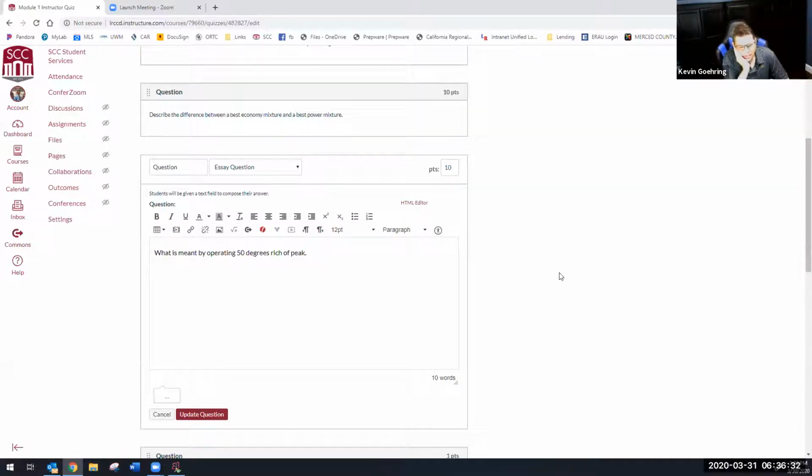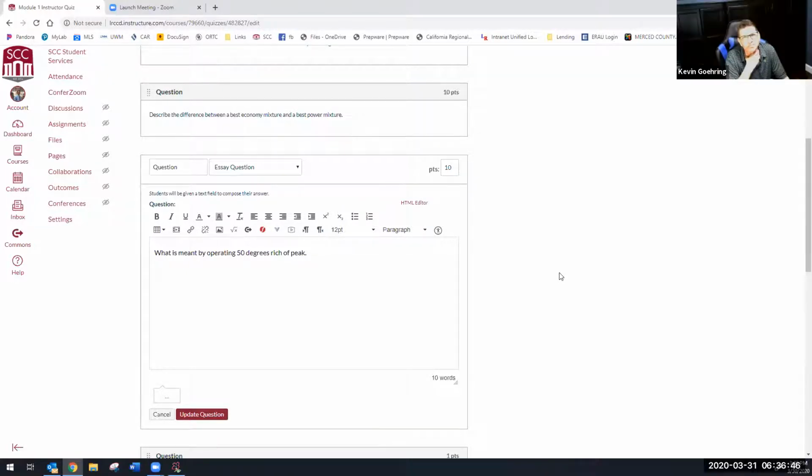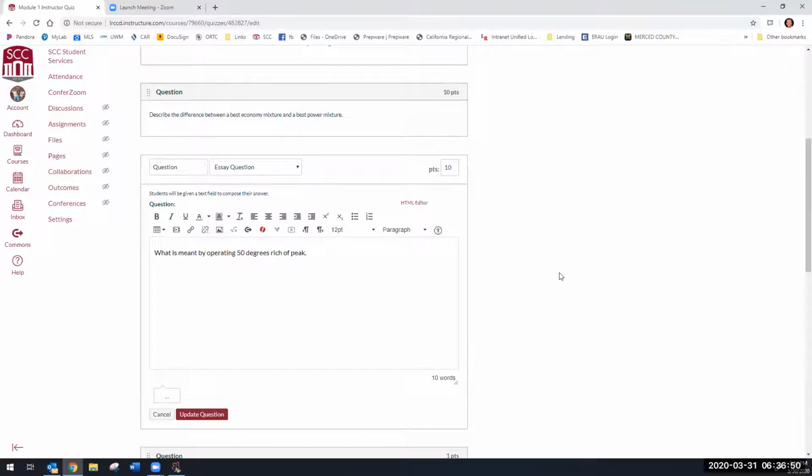Okay. What is meant by operating 50 degrees rich of peak? Anybody want to take that one? Cylinder head temperature is high, uses more fuel than best economy, but very close to maximum power. I'm worried about using the cylinder head temp in that one. Anybody else? I put 50 degrees rich of the highest EGT temperature when leaning. Yeah. Okay, I like that one.